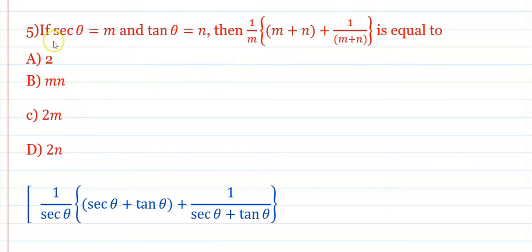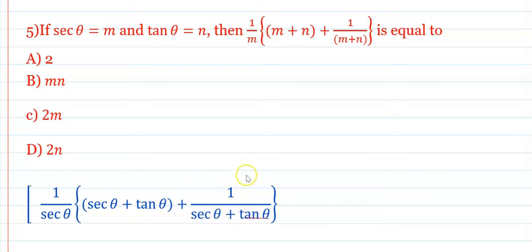Now the next question: if sec theta is equal to m and tan theta is equal to n, then 1 upon m in curly bracket m plus n plus 1 upon m plus n is equal to what? Now see this here: 1 upon sec theta in bracket. We will substitute the values here. m means sec theta, that is 1 upon sec theta. In bracket, m plus n means sec theta plus tan theta, plus 1 upon sec theta plus tan theta.